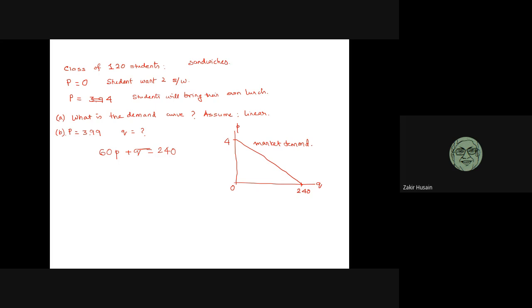Okay. How did you get this equation? Sir, intercept form, P by 4 plus Q by 240 equal to 1. You mean y equal to mx plus c? No sir, x by a plus y by b equal to 1 where a and b are the x and y intercepts. Okay, it's fine. You're getting this equation, but this is what we call an implicit function.